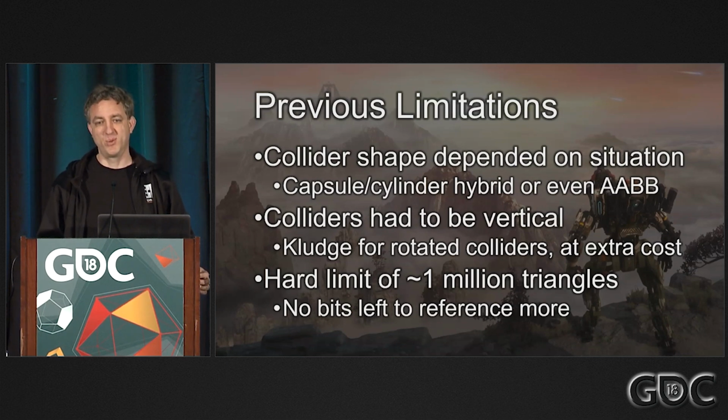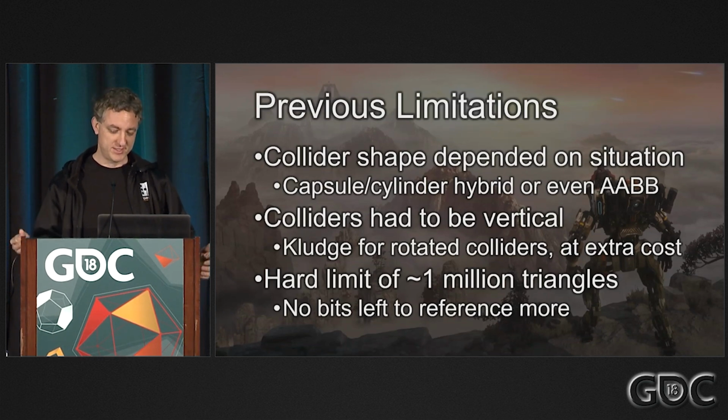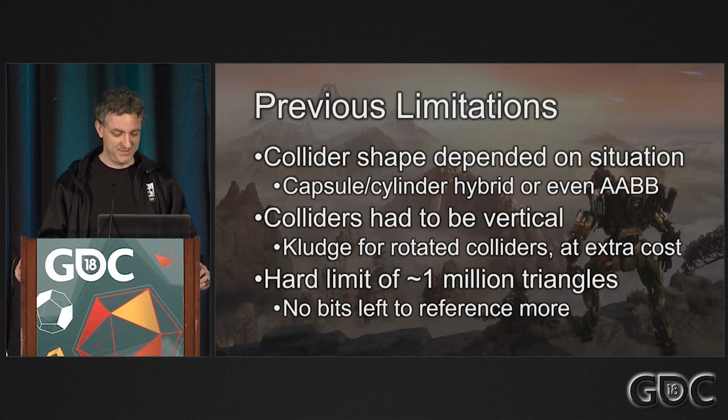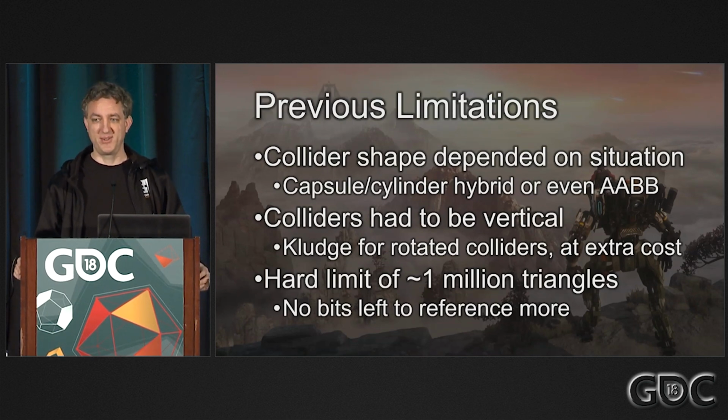The collider shape, for one, depended on the situation. Usually it was kind of a capsule-cylinder hybrid, where we start with a cylinder, and then we chop planes off of it tangent to the capsule so that it is smoother over rough terrain. And it was efficient, but it had some oddities. And even some things would fall back all the way to an axis-aligned bounding box.